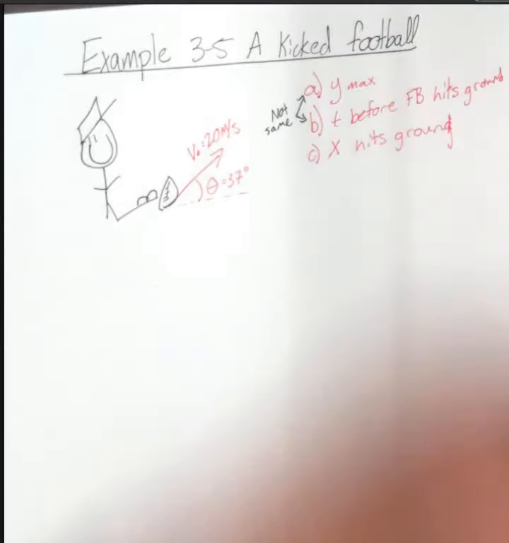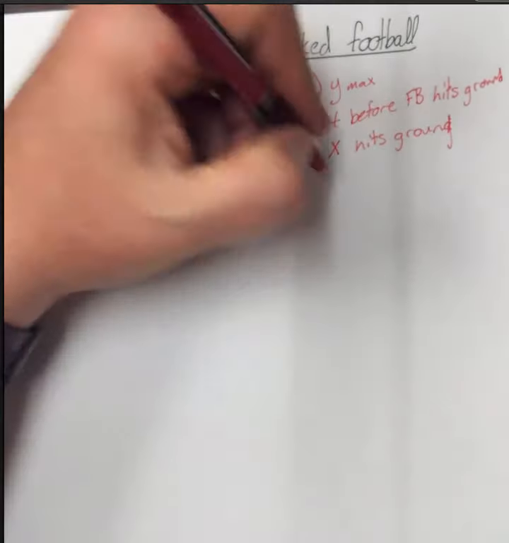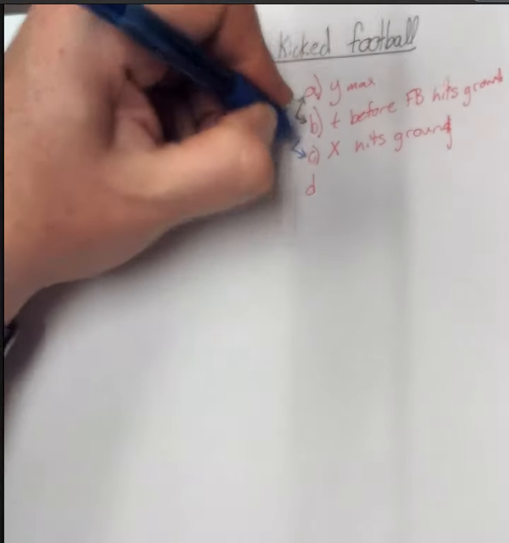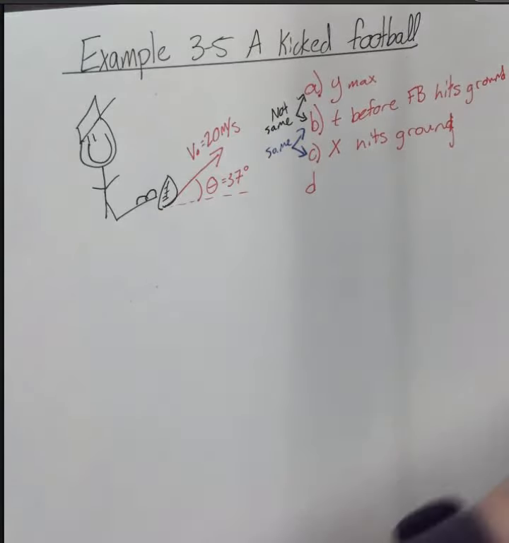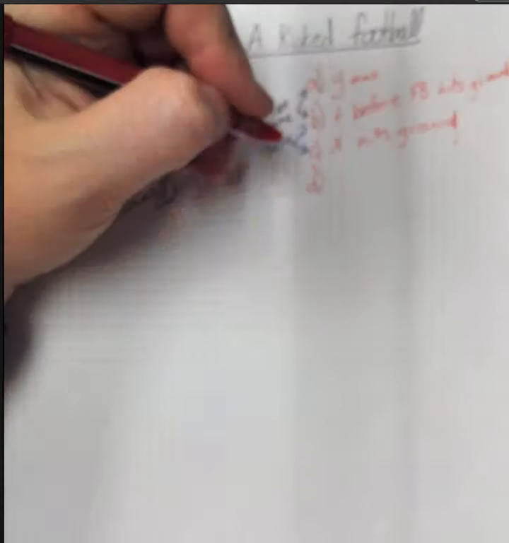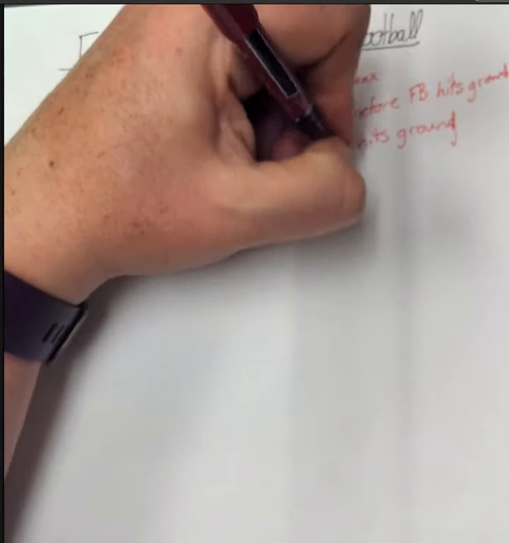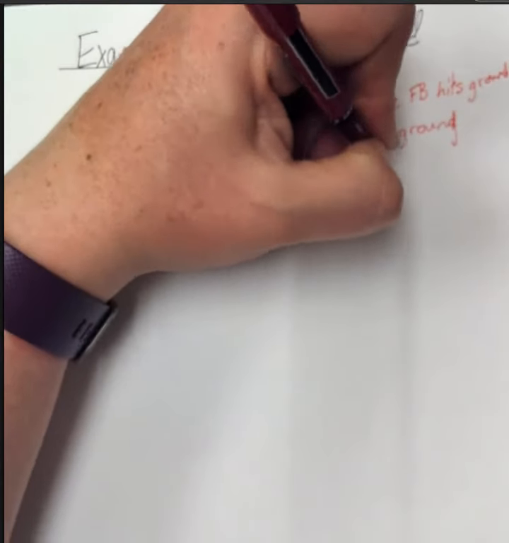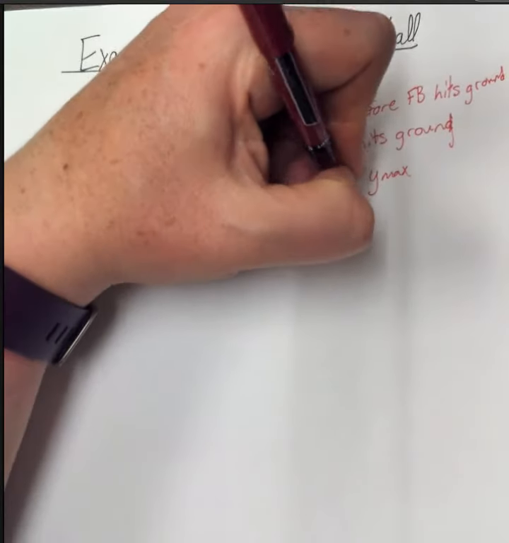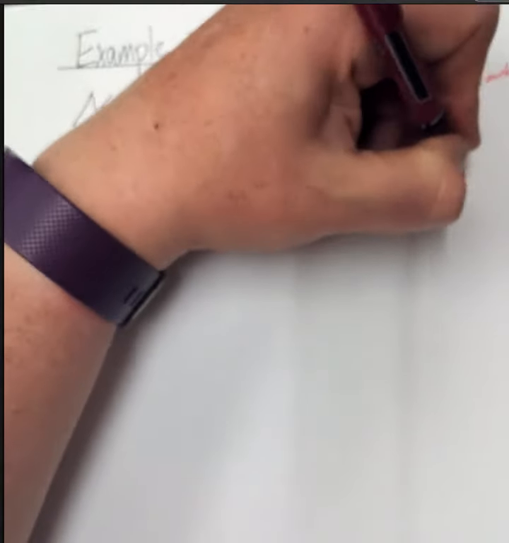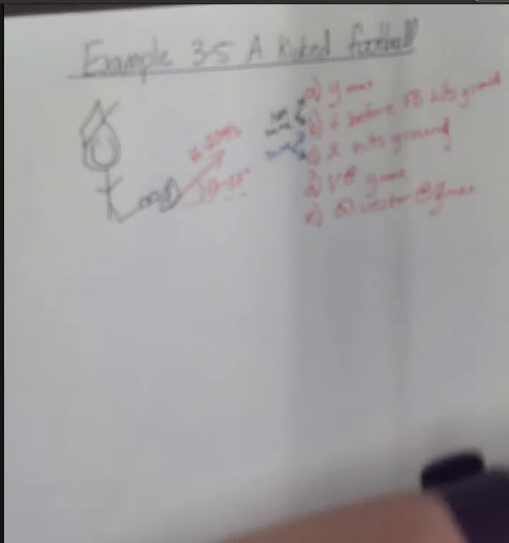Ground, not ground. And then, one thing I do want to point out is that these two are the same interval. And then D, I want to solve for the velocity at the maximum height. And E, I want to solve for the acceleration vector at the maximum height. Don't ask, I don't know what this is.